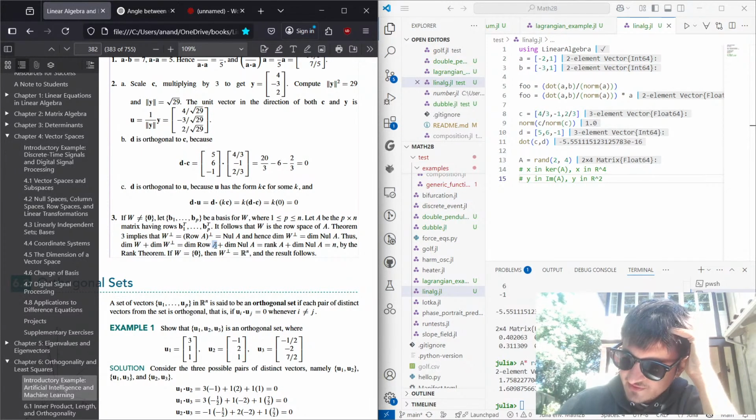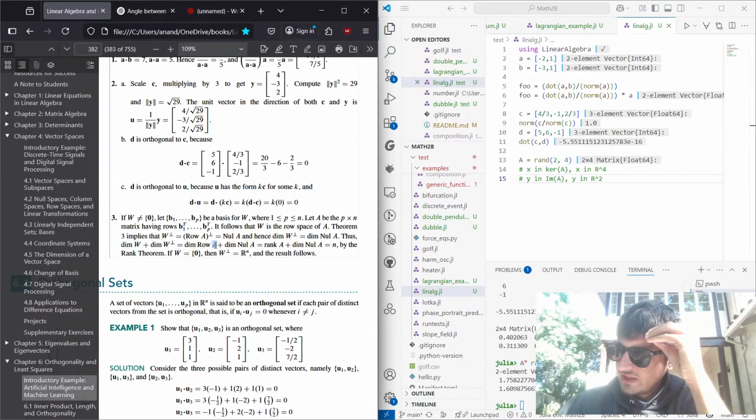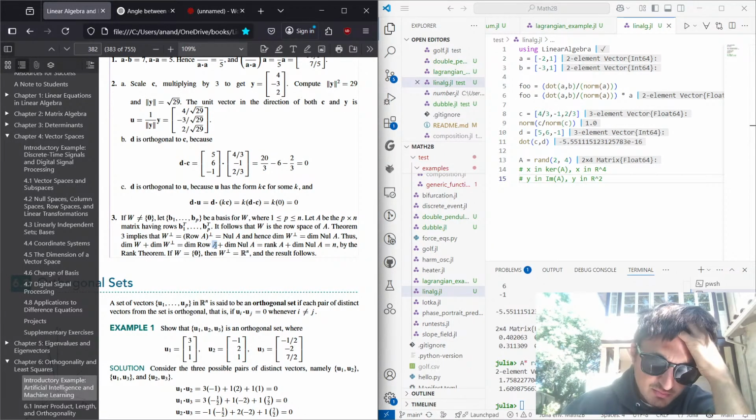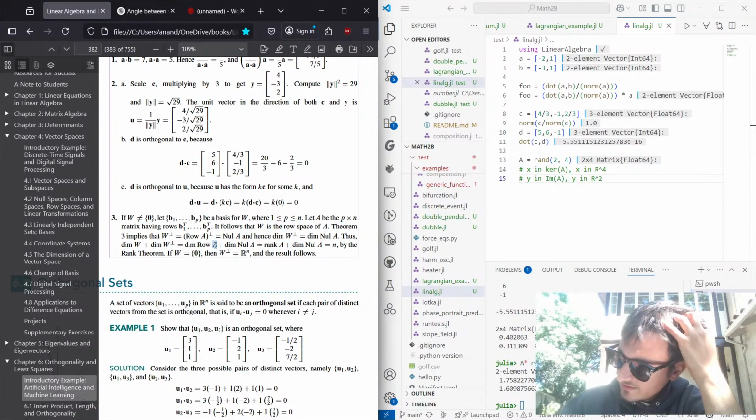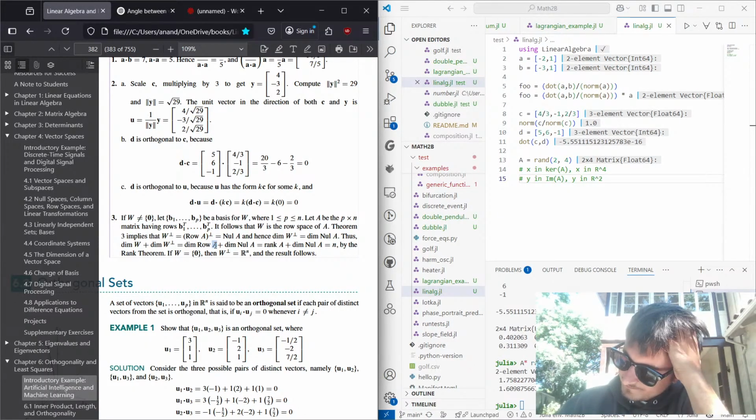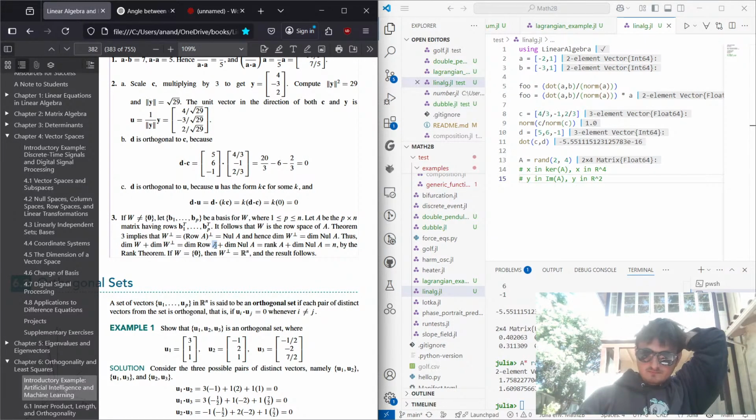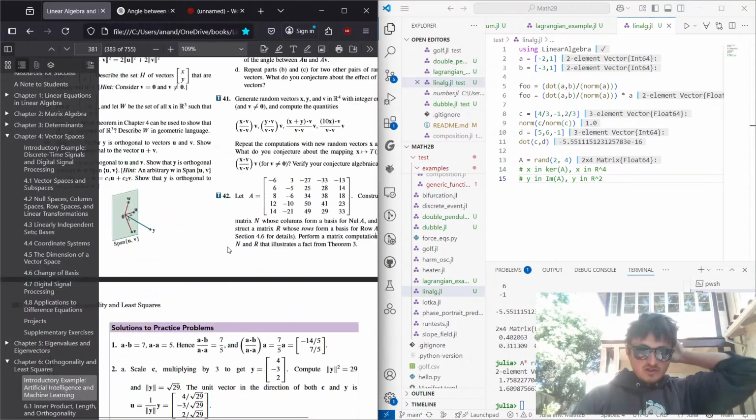Dim row A, plus, and then this is going to be the dim of W perp, dim null A, which is equal to the rank of A plus the nullity. Okay.